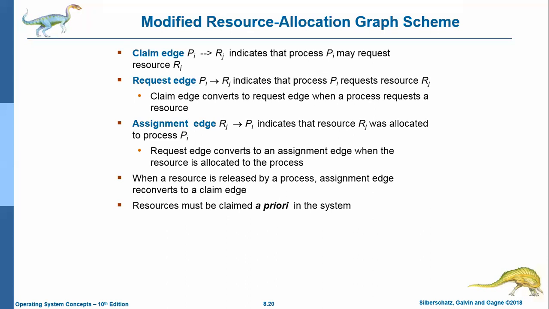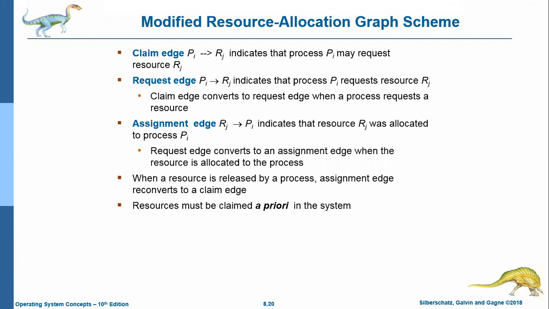A claim edge can be indicated from process Pi to the resource type Rj. It is a directed edge. This claim edge indicates that process Pi may request resource Rj. Claim edge means process may request. It doesn't mean that the process has requested this resource type. It is representing the future request, that in future the process may need the resource type Rj.